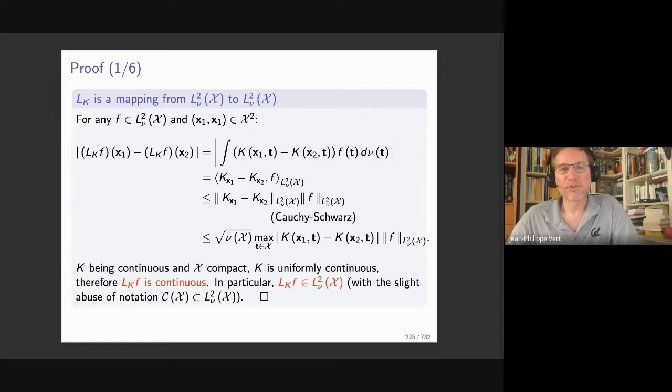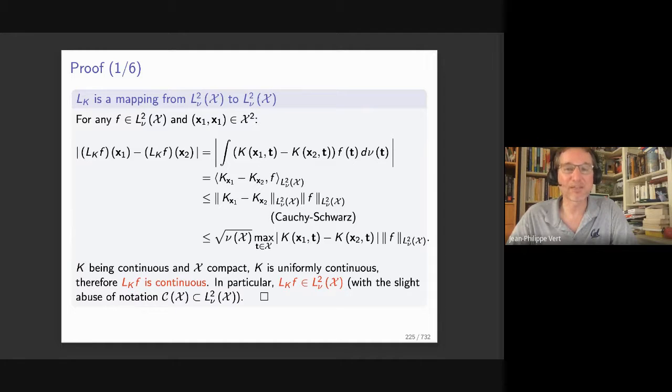Okay, so let's show that the function Lk f that we define with the integral is indeed continuous as a function of x. So just to prove the continuity, we take two points x1 and x2, and we will try to show that the difference Lk f of x1 minus Lk f of x2 goes to zero when x1 goes to x2. For that, we just take the definition. So the difference between Lk f of x1 and Lk f of x2 is equal to the integral of the difference between k of x1, t minus k of x2, t, times f of t, d nu of t. Nothing complicated.